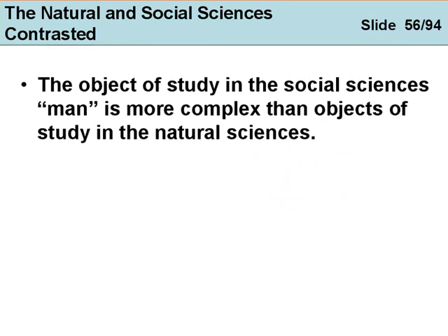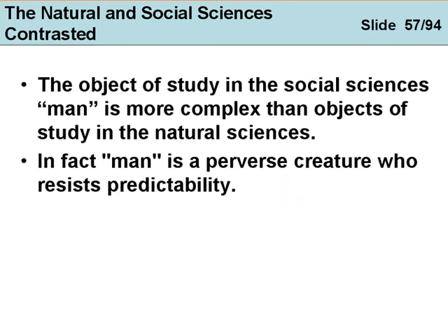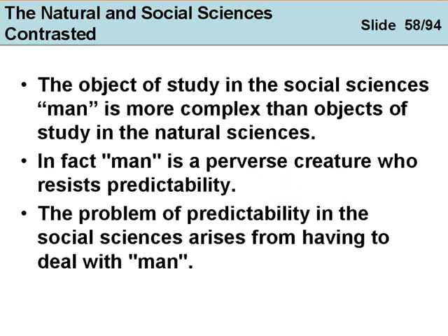The subject matter in the social sciences, man, humankind, we are more complex than objects in the natural sciences. In fact, we don't like to be predictable. If we're told we're predictable, it's almost a term of insult. We want to change our opinions and the way we are. We want to change our style of living. We don't want to be predictable. So the whole problem of predictability almost arises from having to deal with mankind.